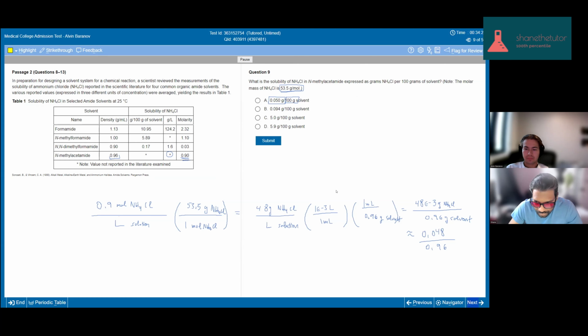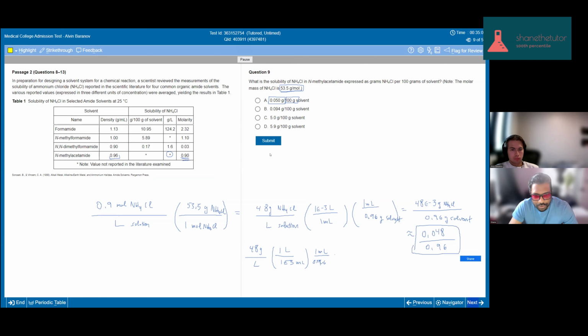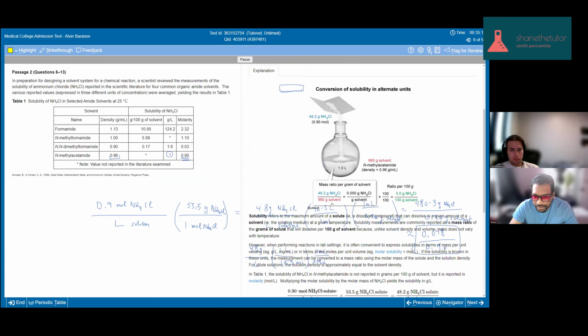Here, maybe I could do, let me see. Okay, 48 grams per liter, 1 liter is 1E3 milliliters, 1 milliliter, 0.96. Oh, I see. Okay. Sorry. So, okay, this is the answer here, but we want to see which one of these things it can equal. I think I'm off by like a factor of 10 here.